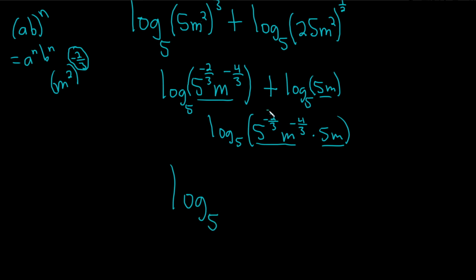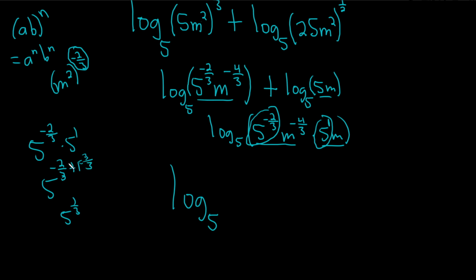When you multiply these, like the 5 to the negative 2/3 and the 5, there's really a 1 here, okay? And so you add the exponents. So I'll do it over here so you see it. 5 to the negative 2/3 times 5 to the 1. That's really 5 to the negative 2/3 plus 1. 1 is really 3/3, so this is just 1/3, right? Think of it as 3/3. 3/3 plus negative 2/3 is 1/3. So this is 5 to the 1/3.